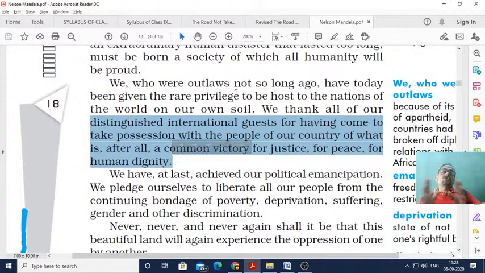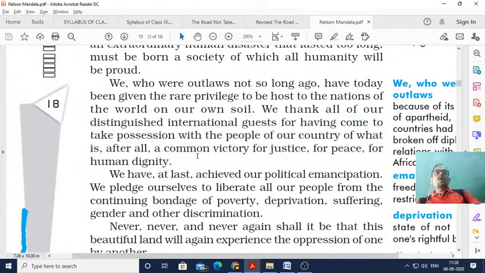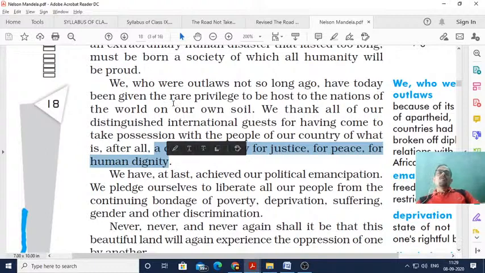So the installation of the first democratic setup in South Africa is a common victory. This is what Nelson Mandela says. He says it is a common victory for justice, for peace, and for human dignity. Why is it a common victory? Because the benefit of the democratic government setup will pass on to every citizen of the country. It will pass on to the black people who were tortured for so long, as well as it will be a privilege for the white people, because from now onwards there will be no discrimination.